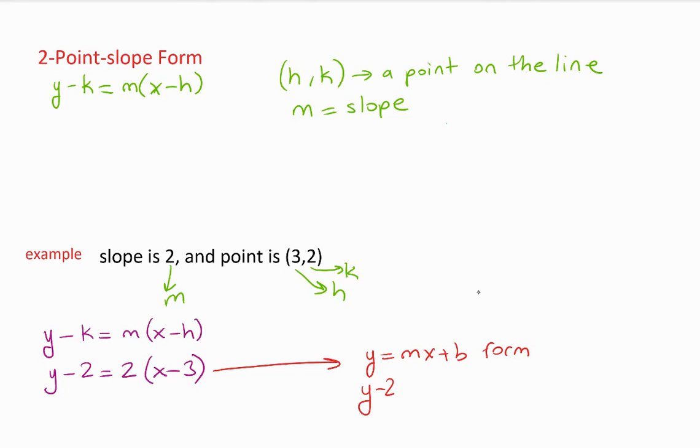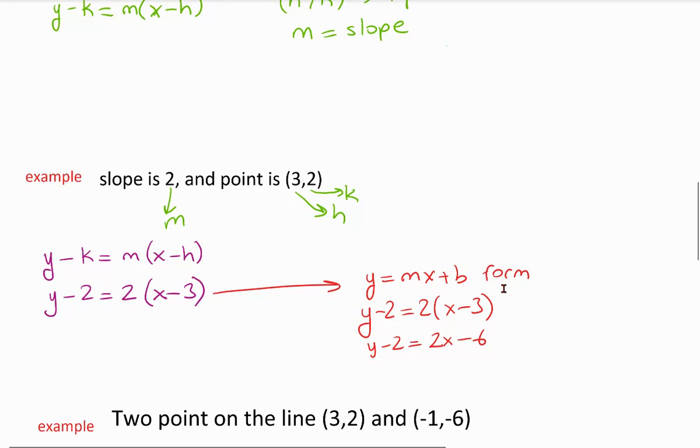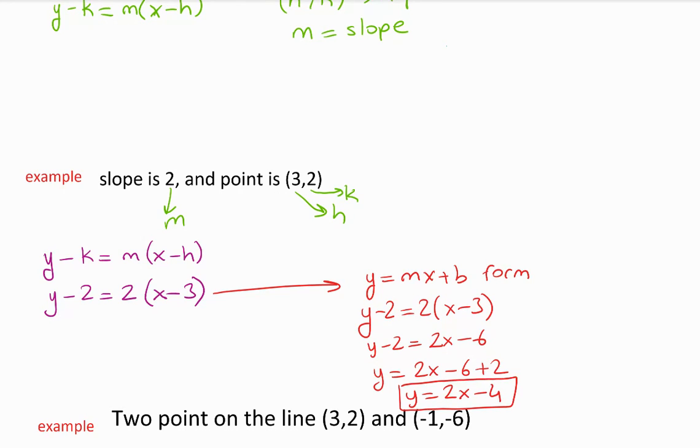My equation is y minus 2 equals 2 times x minus 3. So I will write y minus 2 equals 2x minus 6, and y equals 2x minus 6 plus 2, which is y equals 2x minus 4. So this is my slope intercept form. Okay, so we can convert them to each other.